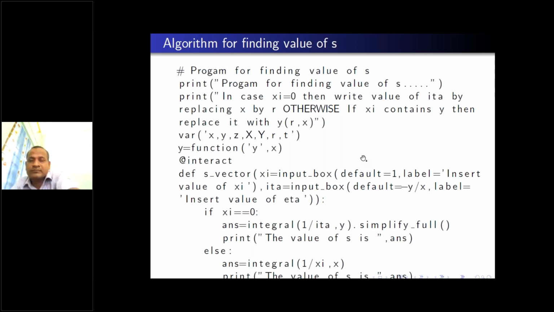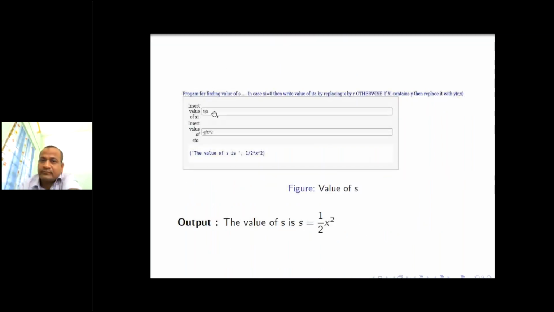For finding the value of s, again we have made an algorithm. So if you put the inputs 1 by x and minus y upon x squared, which are the values of xi and eta we have calculated, we get the output s is equal to 1 upon 2x squared. Now we have found the values of r and s also.